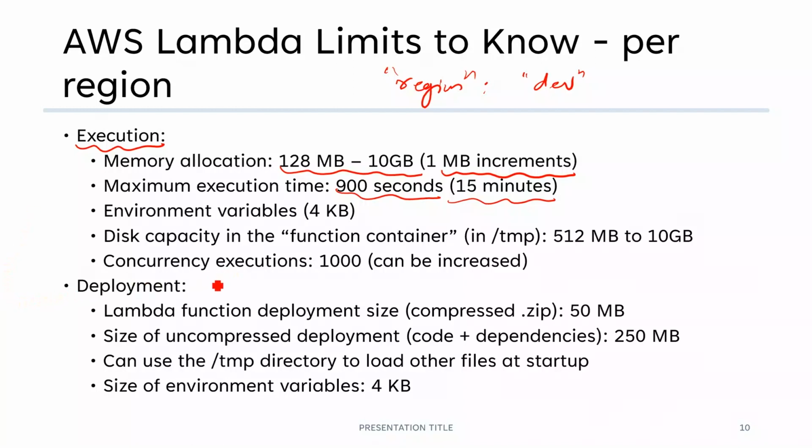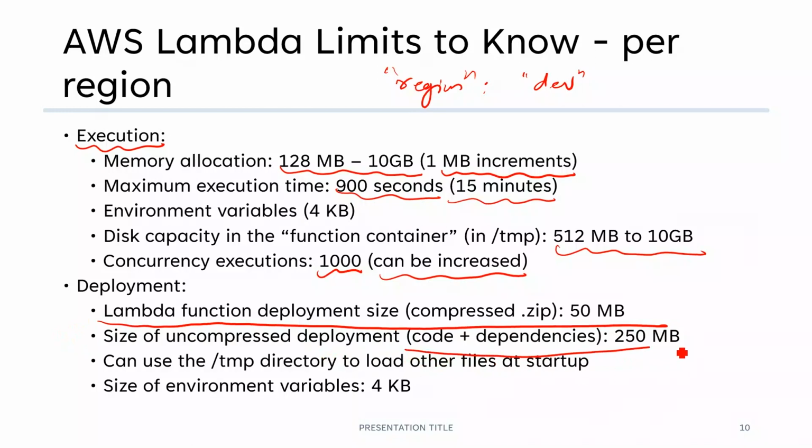Disk capacity in the function container is 512 MB to 10 GB. Basically, it's a small amount of persistent disk, up to 10 GB only. Concurrent executions, like simultaneous executions, can be 1000. It can be increased if you contact AWS support. Then for deployment, the Lambda function deployment size is a maximum of 50 MB compressed zip; you have to zip it and upload it. The size of the uncompressed deployment, code plus dependencies, can be up to 250 MB. You can use the /tmp directory to load those files at startup.